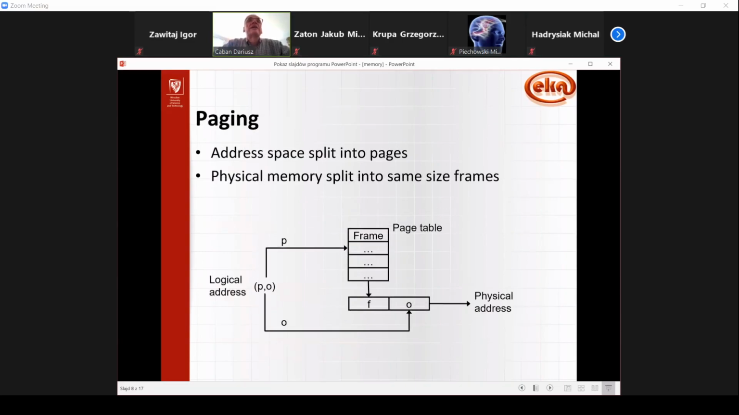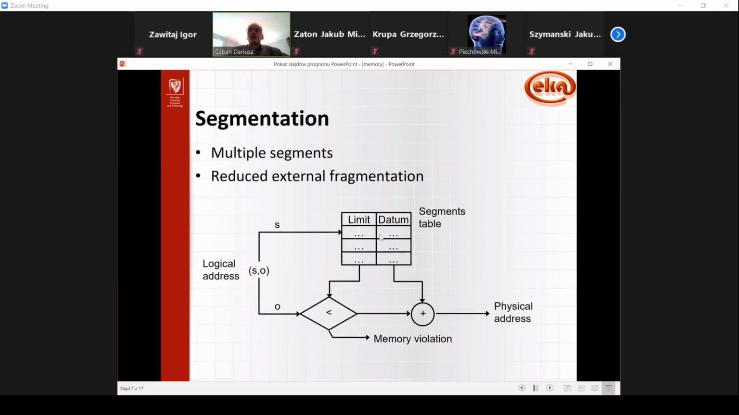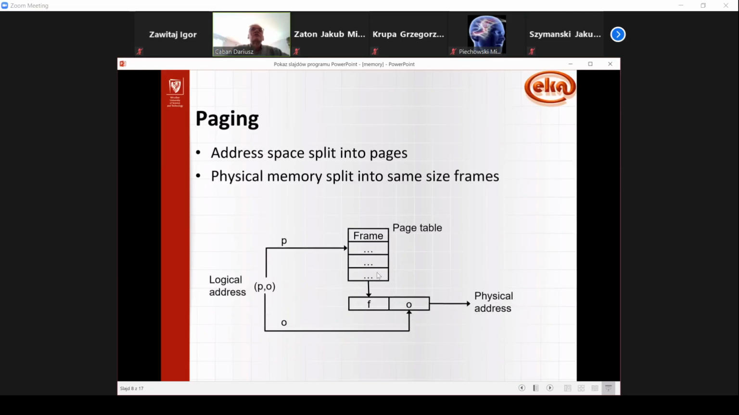Okay. Another approach is something called paging. In case of paging, the logical address is split into two parts, the page and the offset from the page. Again there is a table inside memory, which is called the page table. It does not have two parts as in case of the segments table. It just has one part, that is the beginning of each page.